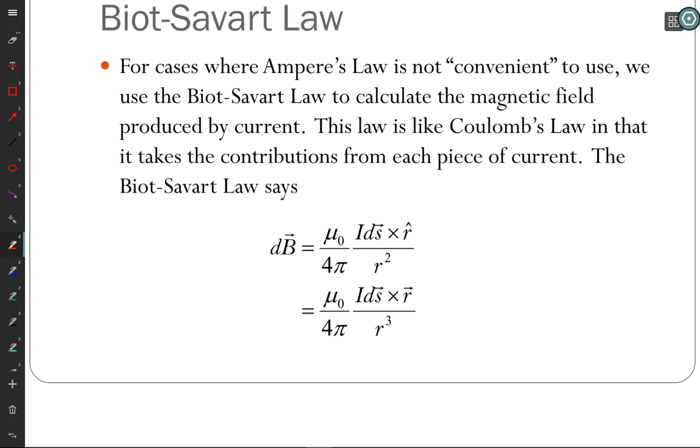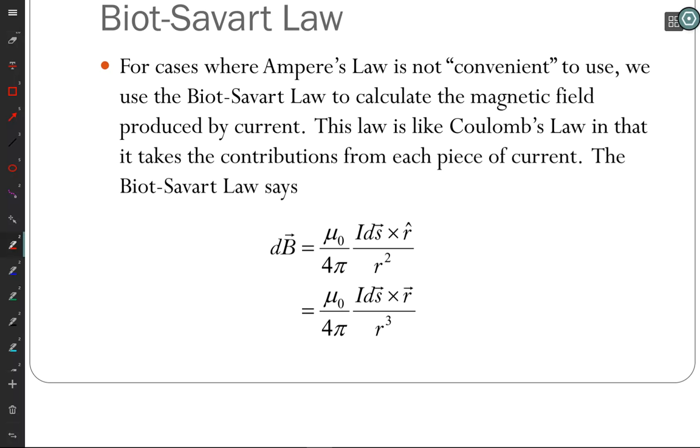But now we have that cross product equation here, that dB is equal to mu naught over 4 pi. That's a constant that we don't have to worry about too much. Current times ds, which is the path the wire is taking, cross r hat. r hat is the unit vector pointing from the piece of wire where ds is to the point where I'm finding the magnetic field, and then divided by r squared.